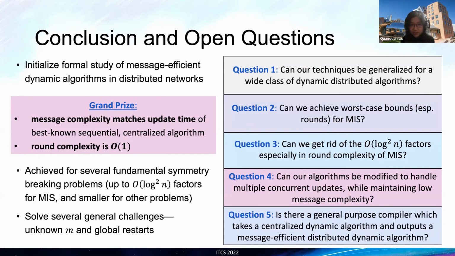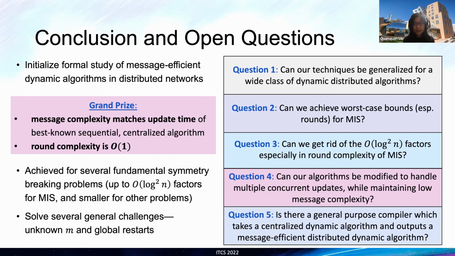And so these questions include, can the techniques in our paper be generalized for a wide class of dynamic distributed algorithms? Can we achieve worst case bounds, especially for the number of rounds for MIS? Furthermore, can we also get rid of the O of log squared n factors, especially in round complexity for MIS? Recall the log squared n factors were a result of running the static algorithm, so can we perhaps use another technique to get rid of them? Can our algorithms be modified to handle multiple concurrent updates while maintaining low message complexity?